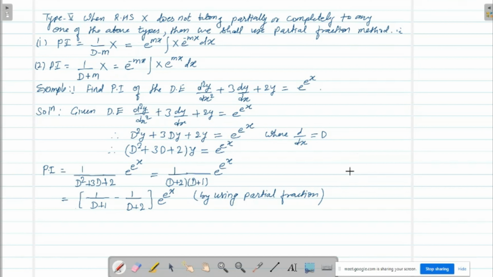See here, this is 1 upon (d plus 1)(d plus 2). This can be written as what? A by the first factor, that is d plus 1, plus b by the second factor, d plus 2. What I'm saying here, we have to determine the constant terms. The coefficient of 1 upon d plus 1 is a, so a will be 1, and if you find the coefficient of 1 upon d plus 2, then you will get b equal to minus 1. So we write like this.